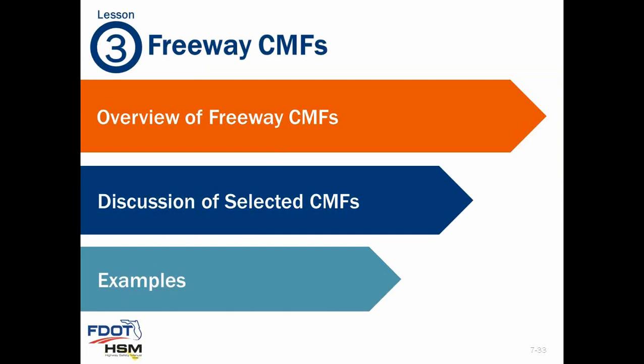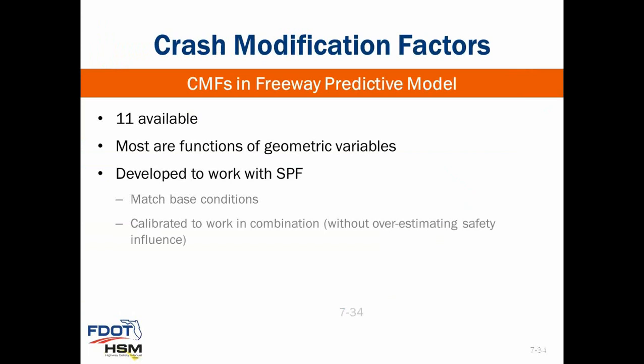Okay, so we're now ready to start with lesson 3. In this lesson, we will get acquainted with the various crash modification factors in the freeway method. There are 11 CMFs available for freeway segments. Most of them are functions of geometric variables like lane width, shoulder width, or curve radius. They use the same base conditions as the SPFs.